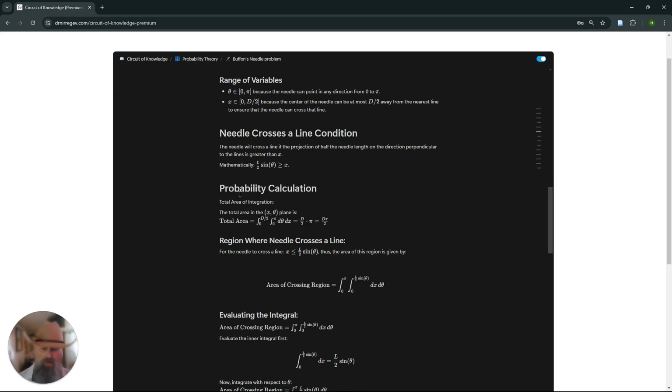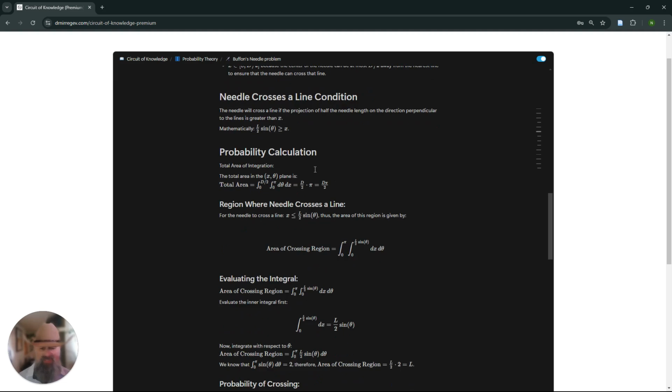Okay, how do we calculate the probability? The total area in the x-theta plane is the double integral between 0 and D over 2, between 0 and pi, of d theta dx, and the result of that is D pi over 2, and this is where pi gets into the game.